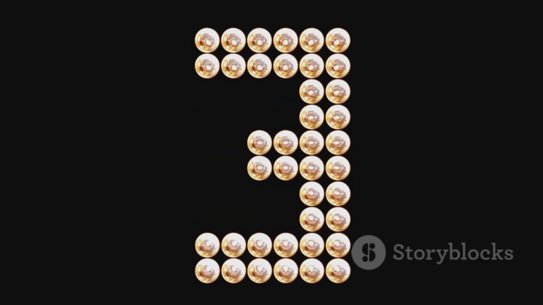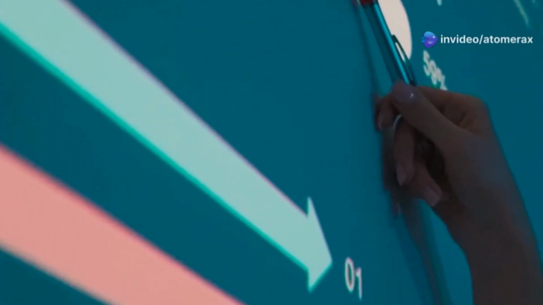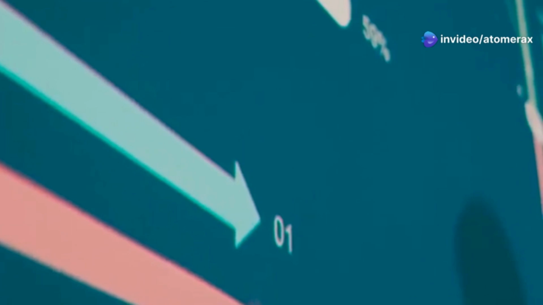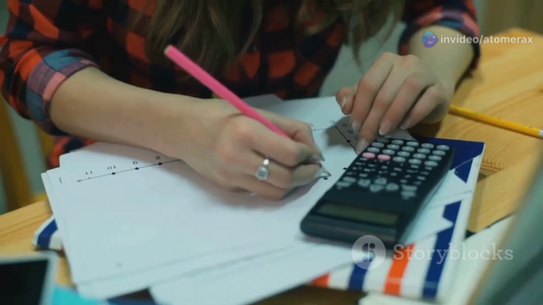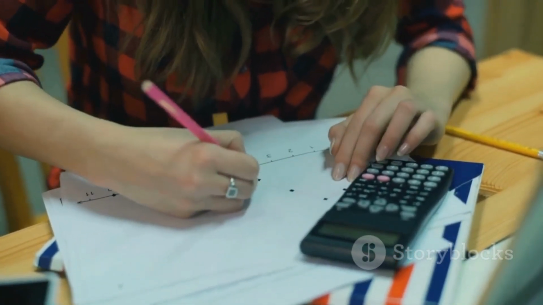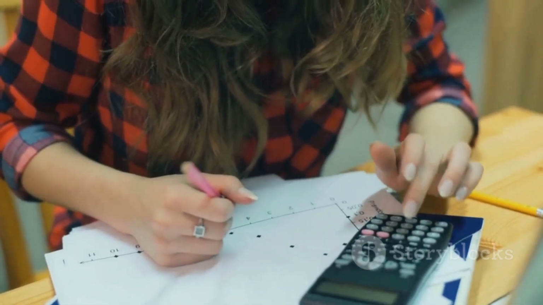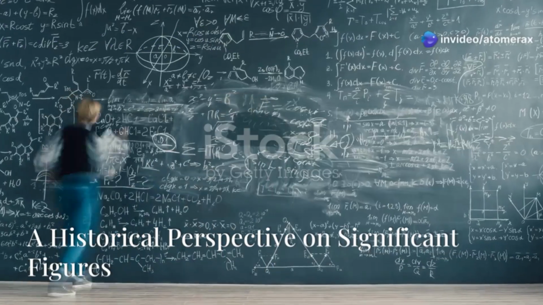Another common mistake is misinterpreting the significance of zeros. Remember, leading zeros are never significant, while trailing zeros are significant only if a decimal point is present. By being mindful of these common errors and following the rules diligently, you can navigate the world of significant figures with confidence and precision.